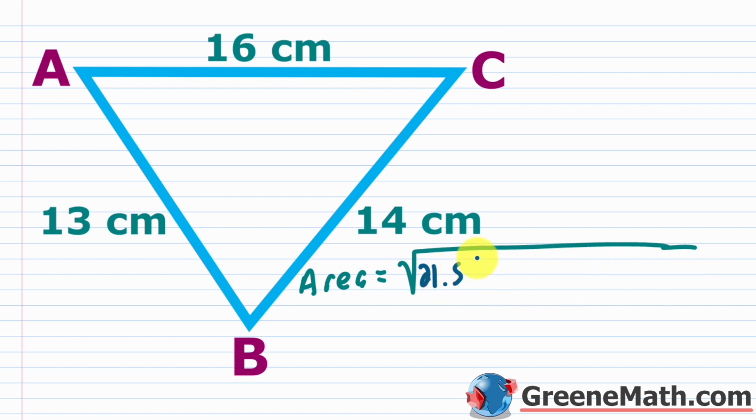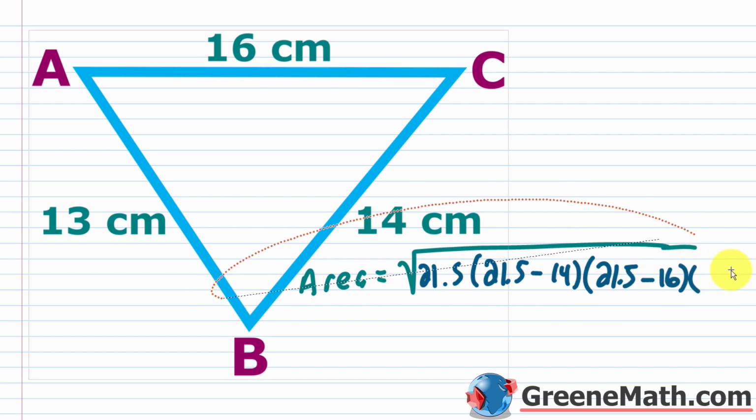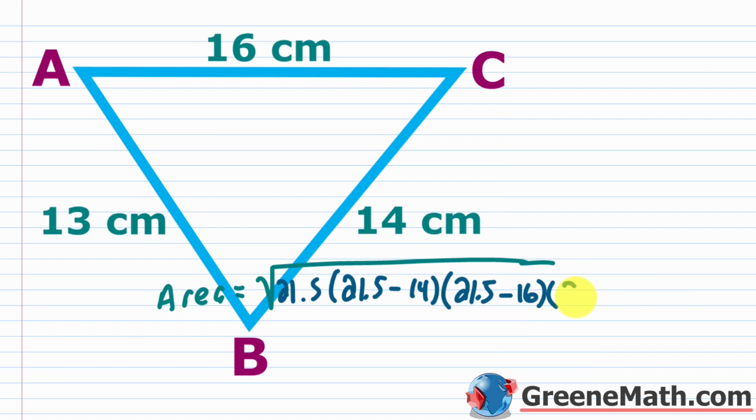So 21.5, and then times, so we're going to go S, which is 21.5, minus A, which is going to be 14, and then times your S, which is 21.5, and then minus your B, which is going to be 16, and then times, let me slide this down here a little bit. You're going to have your S, which is 21.5, and then minus your C, which is 13. Okay, so let's just key this into the calculator.